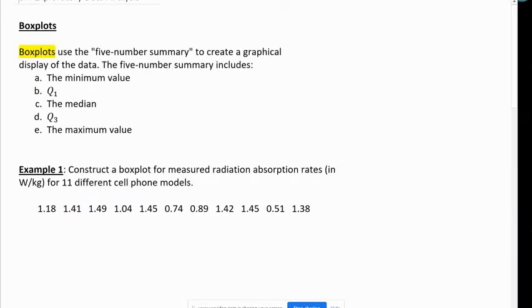And now with section 3.4, we're going to demonstrate how to do box plots, which is a way of analyzing and displaying data. And so when we do box plots, we need the 5-number summary, which includes the minimum value, Q1, the median, which is Q2, Q3, and then the maximum value. So once we have those 5 numbers, we have everything we need to generate a box plot.